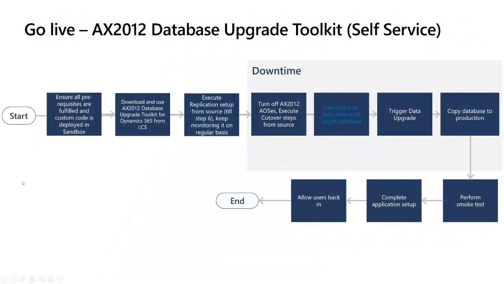Right. So quickly touch base about go live process, how we can envision the go live with this new toolkit in self-service environment. So basically, starting from AX2012 environment, where you need to make sure you complete all the prerequisite in terms of installing KBs, make sure a custom code is deployed in the sandbox environment, right? Then use this toolkit to actually set up the replication. This can happen ahead of time, right? 2 or 3 weeks back in the production environment before you actually start your downtime or cutover activities, right?